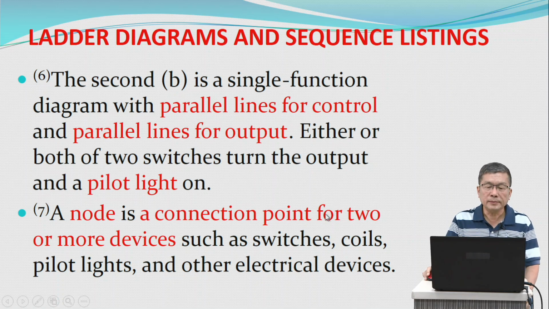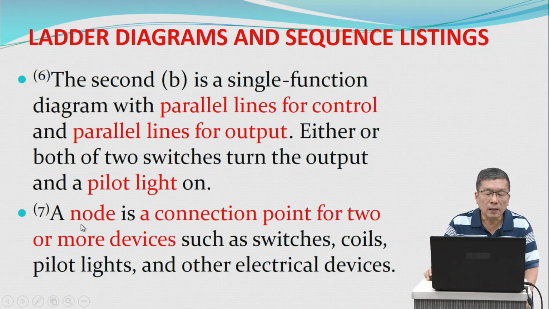The second is a single function diagram with parallel lines for control and parallel lines for output. Either or both of two switches turn the output and a pilot on. A node is a connection point for two or more devices, such as switches, coils, pilot lights, and other electrical devices.